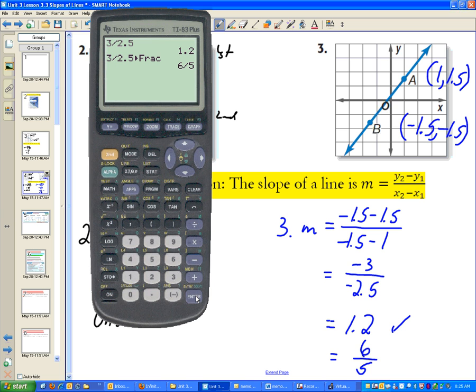Isn't that cool? Now, what would I accept as correct on a quiz? Either one of them. 1.2, 6/5, whatever. Okay? 6/5 is more useful as a slope. It's more descriptive, isn't it? From any point, you go 5 to the right, 6 up, and you end up back on the line. Okay?